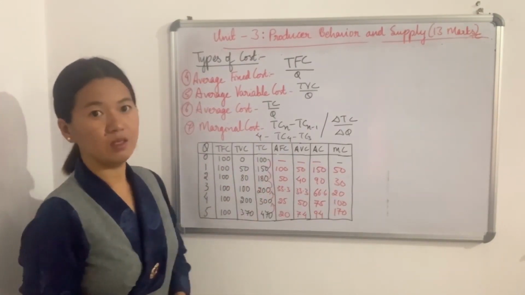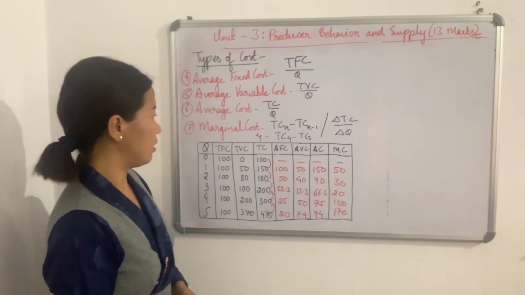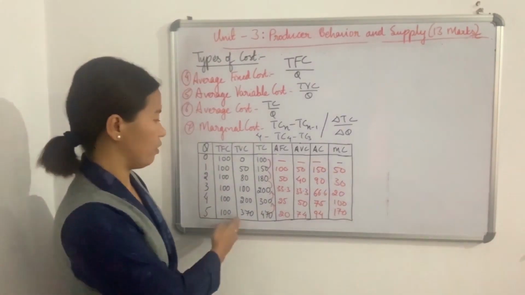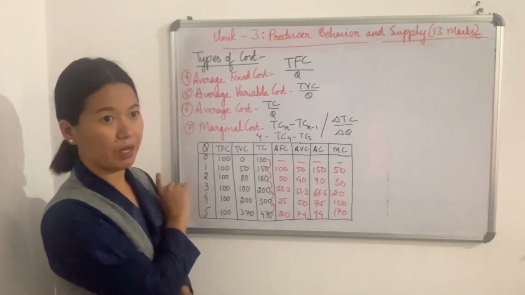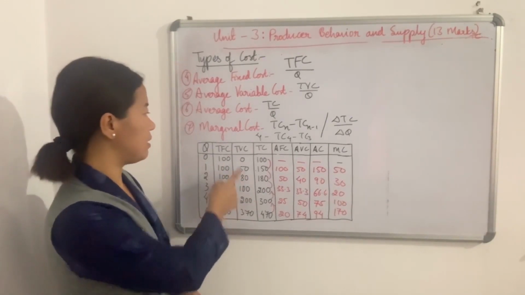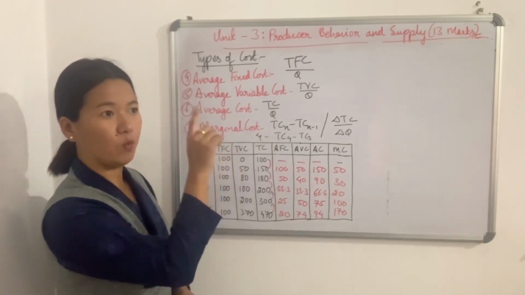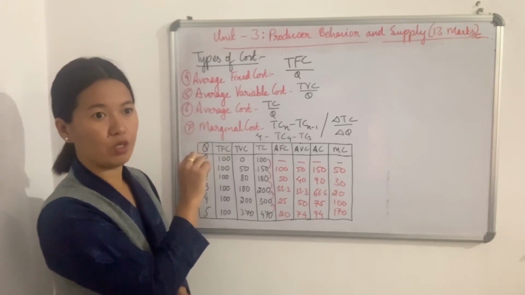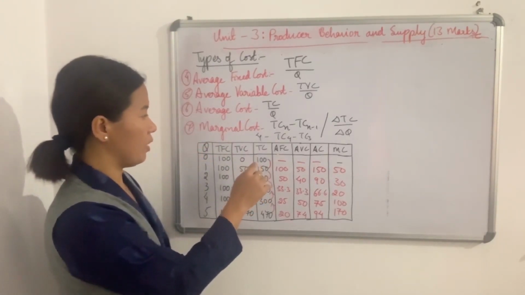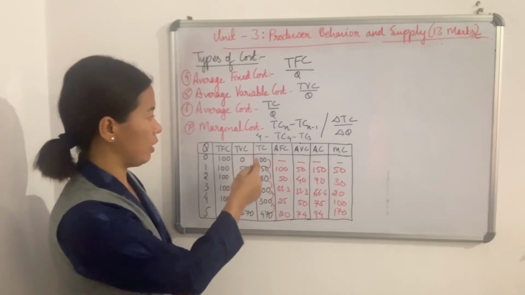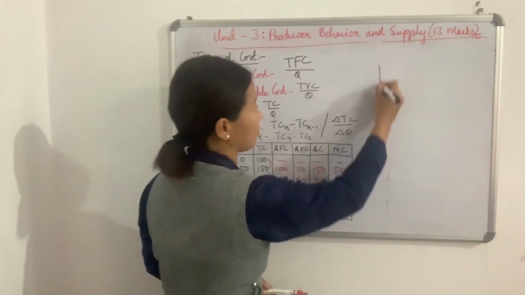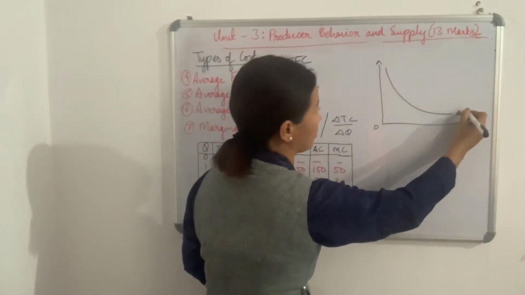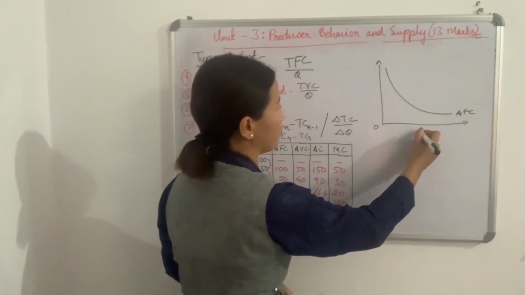So these are the types of cost we have learned, and we have also learned the graphical representation of the first three. TFC is a line parallel to the x-axis, total variable cost is an upward slope starting from the origin, and total cost is an upward slope starting from the point where TFC starts. The graphical representation for AFC is very important. Average fixed cost will be somewhat like this, a downward slope.